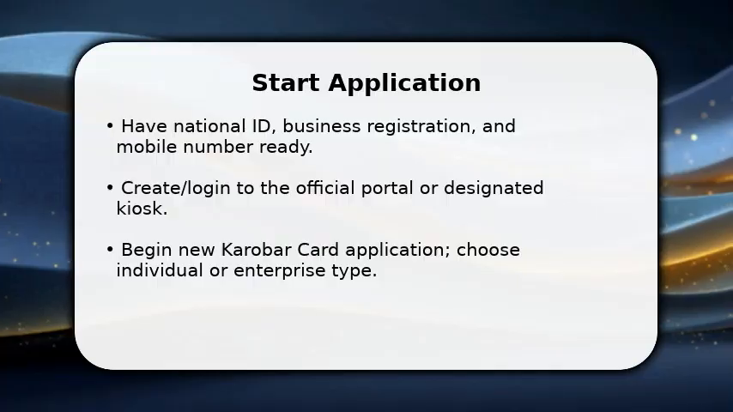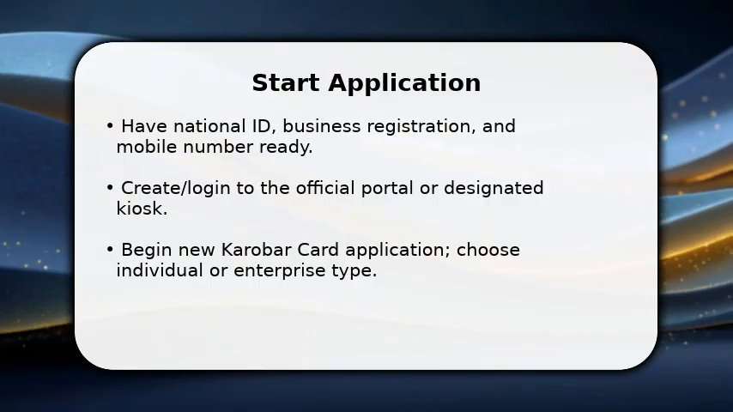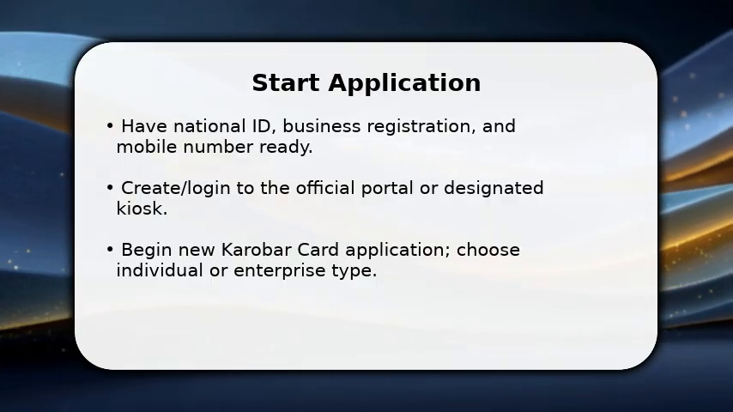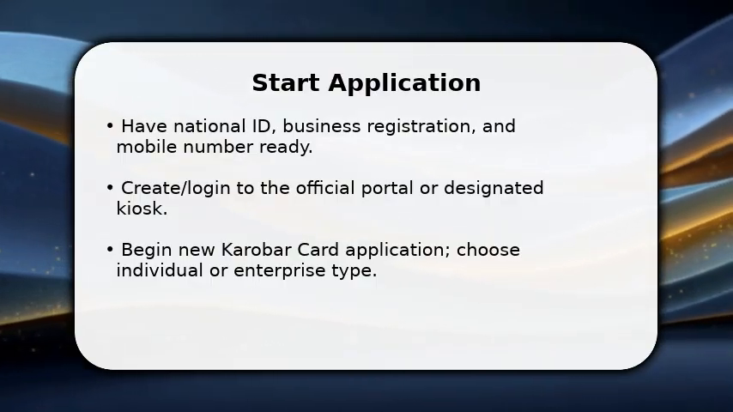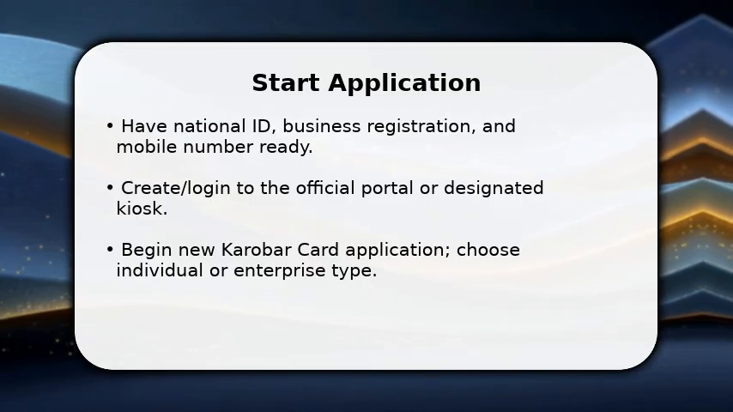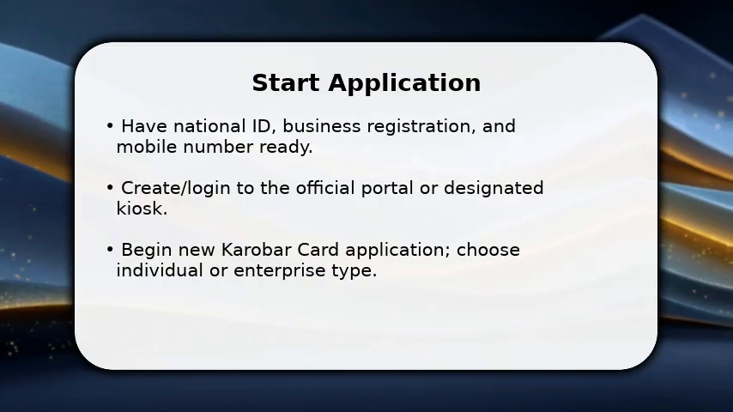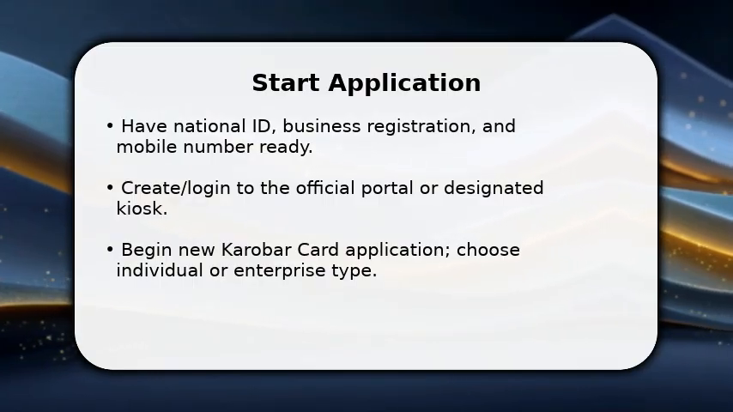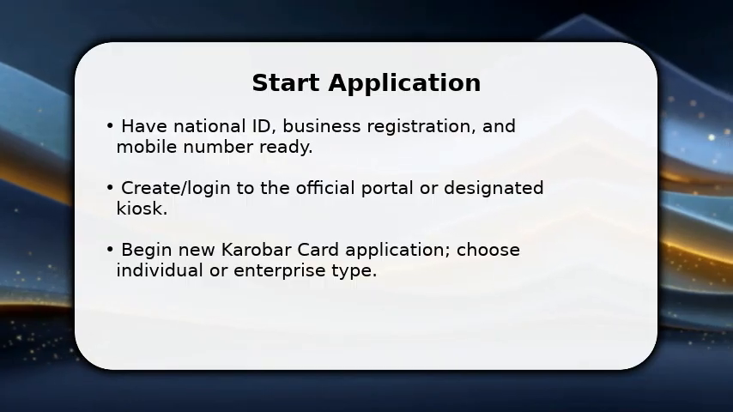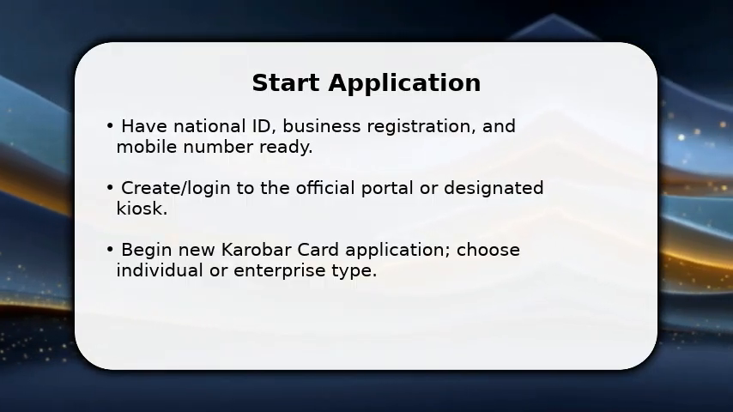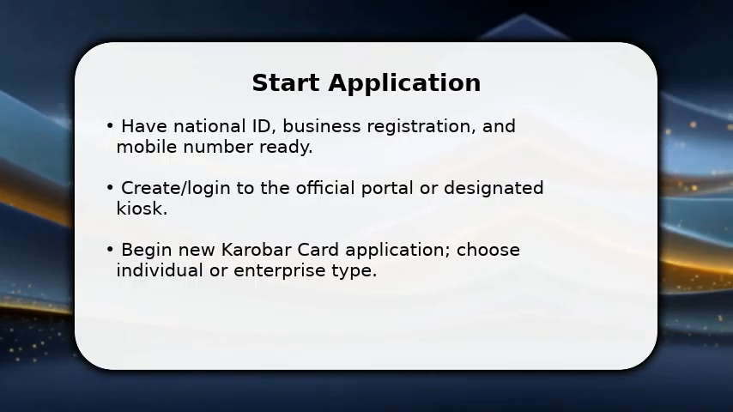You begin by opening the portal or visiting a kiosk. You must sign in with your national ID so the system links records correctly. Once logged in, select the Karobar card application and confirm whether you apply as an individual or enterprise because required fields differ. Provide your primary contact number and a working email.